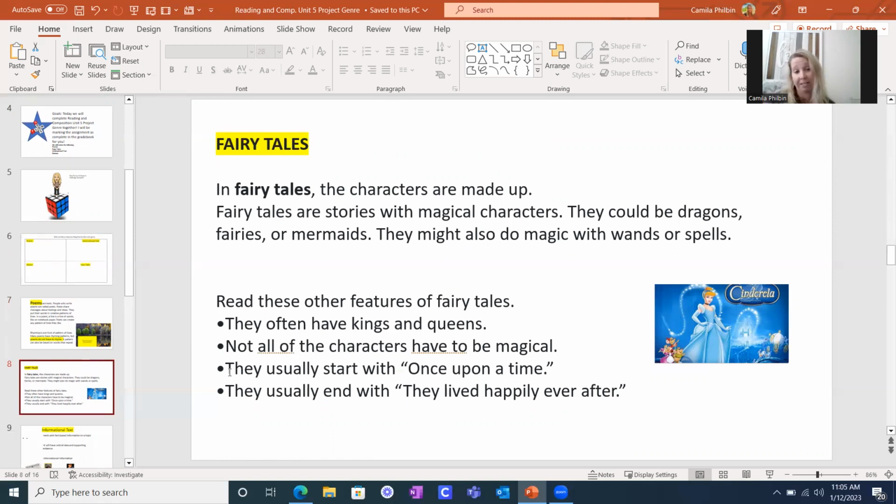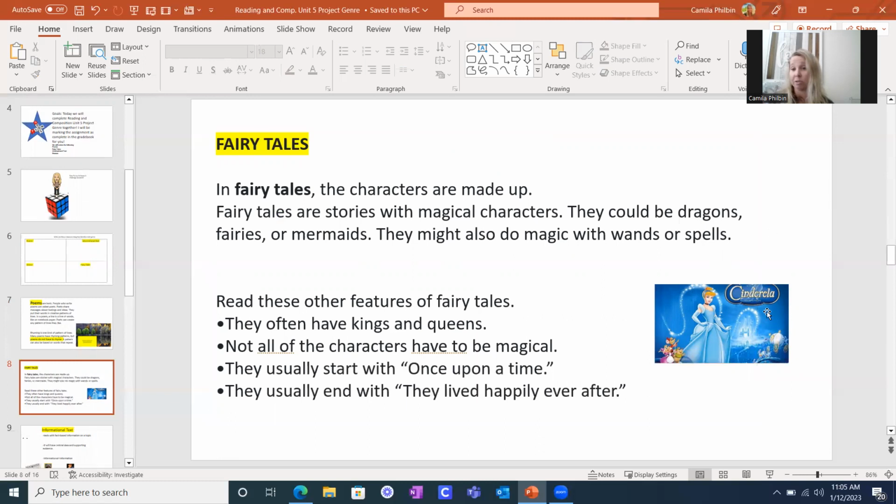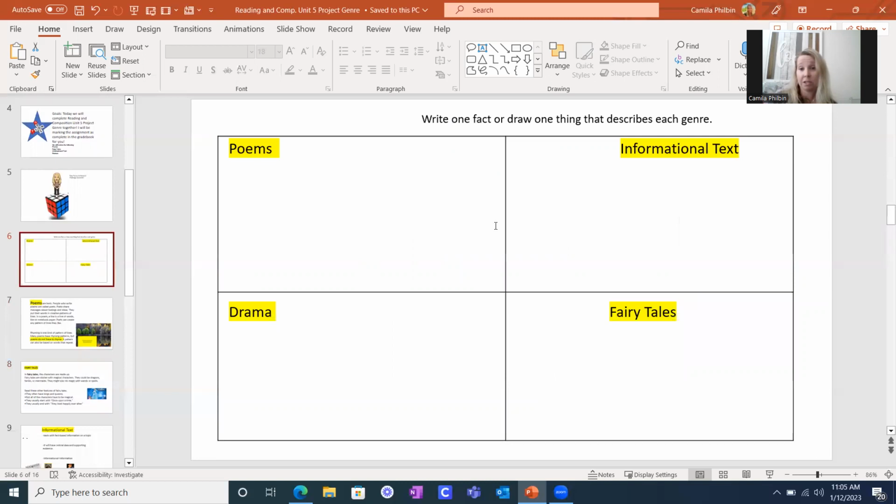Now, not all fairy tales will start with once upon a time or end with they lived happily ever after, but a lot of them do. So Cinderella is an example of a fairy tale. Can you think of another fairy tale that you've read? Maybe you've even seen the movie about it. So for fairy tales, you could draw a picture of your favorite fairy tale, or you could write the title, or draw or write one fact about fairy tales.